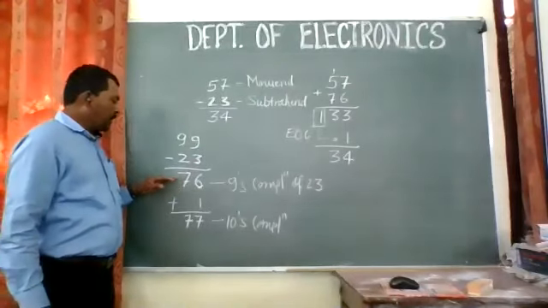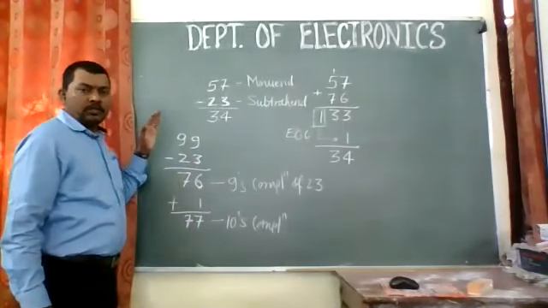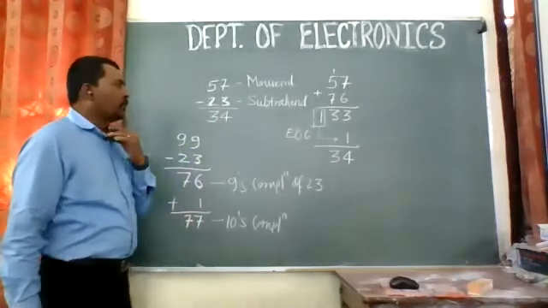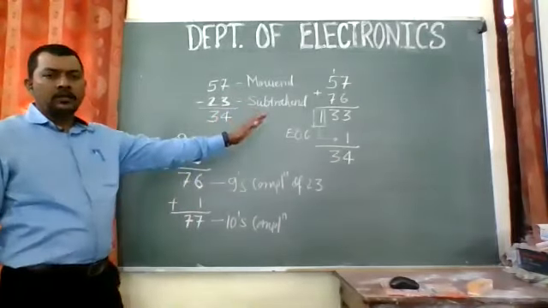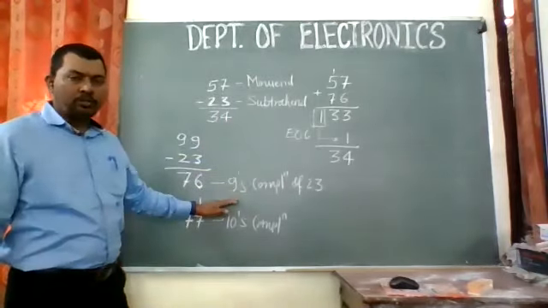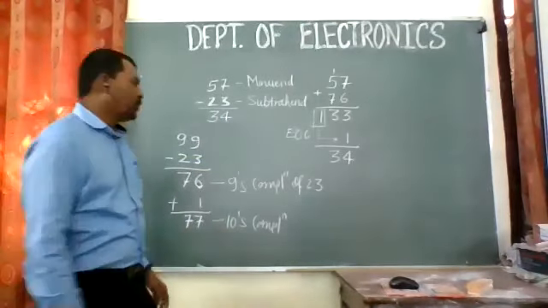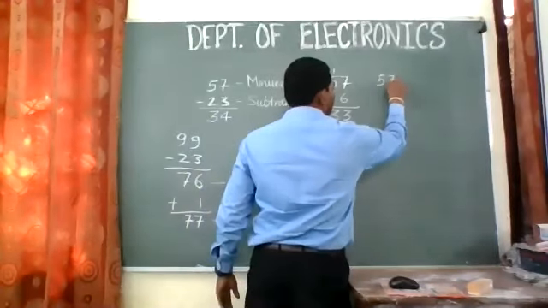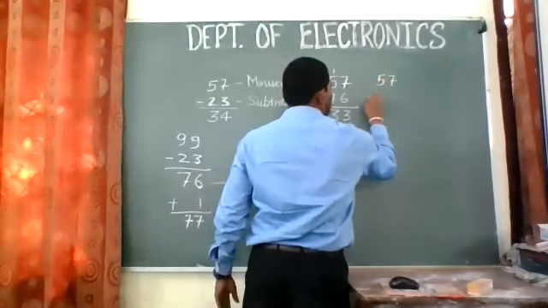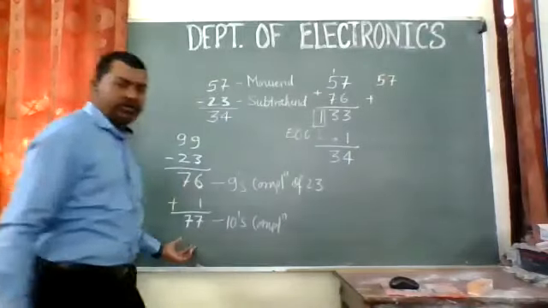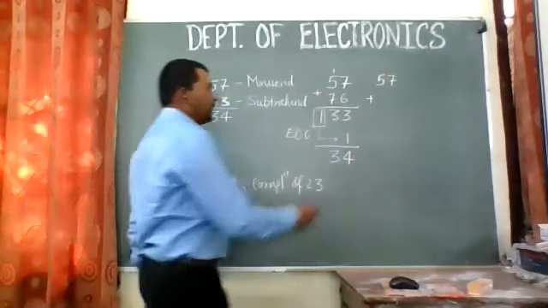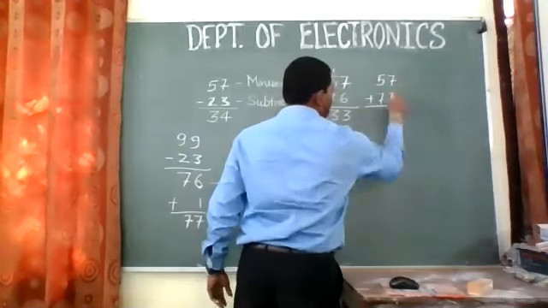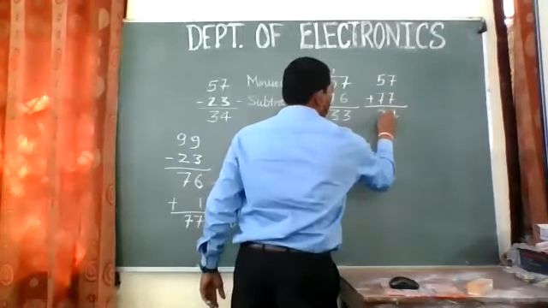So with this, what we are trying to do is solve a subtraction by using an addition method. We have done that with the nines complement. In the tens complement, we again add 57 plus the tens complement of that 23, which is 77. If you add these, what is the result?